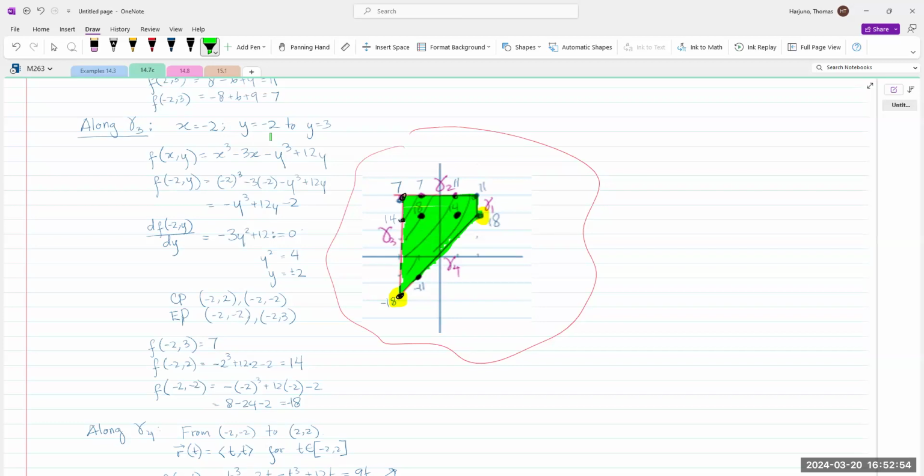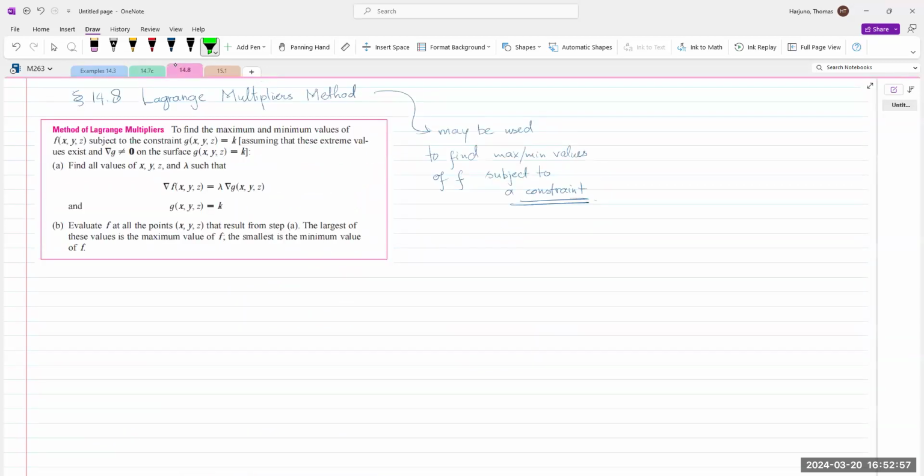Okay, now let's go back to 14.8. Let's see what this method says first. To find the maximum and minimum values of a function subject to a constraint g equals a constant, assuming that these extreme values exist and the gradient of g is not equal to the zero vector, oh, that's important, the gradient of g is not the zero vector on the surface of that constraint, then what will we do?